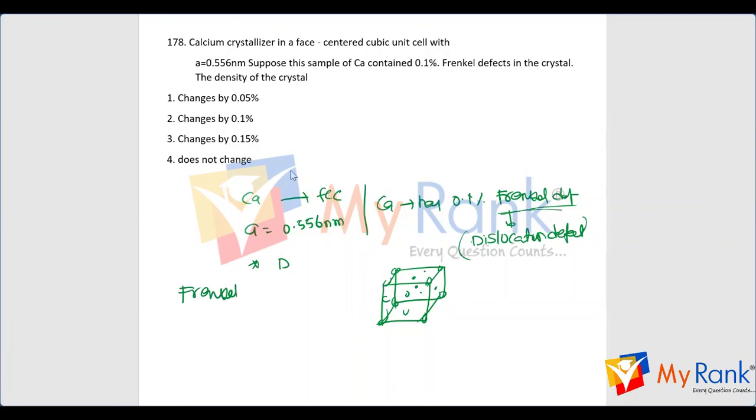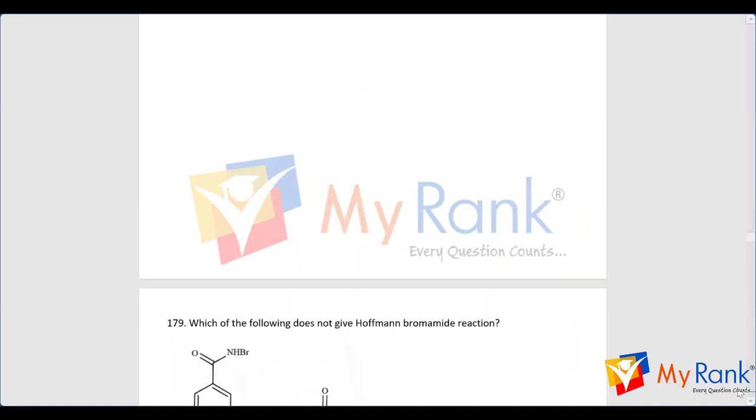Frenkel defect will not affect density. When the Schottky defect is there, density will change. But Frenkel defect will not alter density. Therefore, for your answer, no need to calculate anything. Whatever may be the crystal defects, whatever percentage of defect is there, in the Frenkel defect the density will not be affected. That's why density does not change is the correct option.